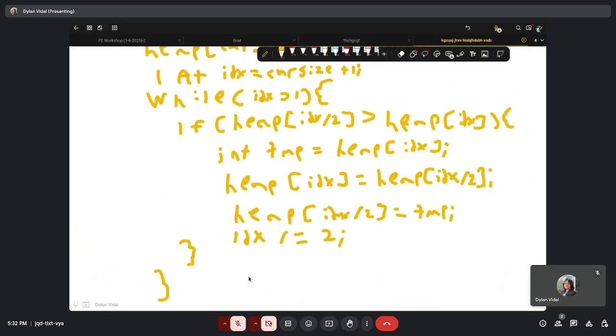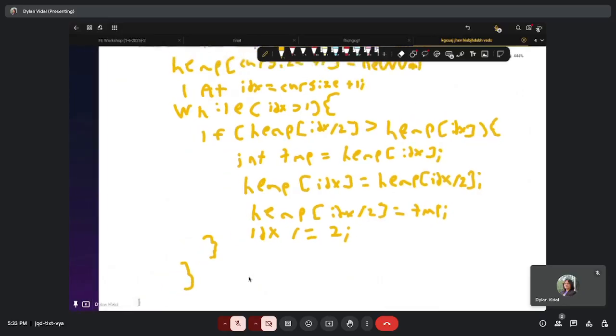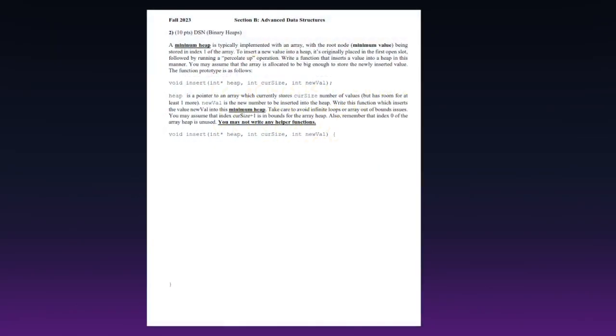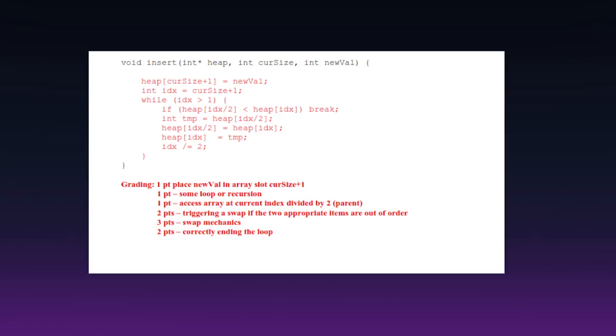Any questions about this code? Okay, let me go over to the solution. We could see we make the new value, put it in. Index is equal to current size plus 1. Then while the index is greater than 1, instead of saying if it's greater, they just break it if it's less. They break the loop.